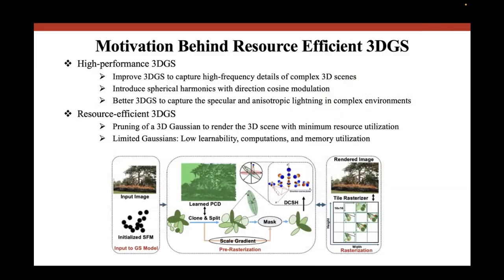So these challenges motivate us toward resource efficient 3D Gaussian splatting. Mainly, we have two motivations. The first one is high performance 3D GS, where we aim to improve 3D GS to capture high frequency details of complex 3D scenes. For this purpose, we introduce spherical harmonics with direction cosine modulation. This lets 3D GS better capture the specular and anisotropic lighting in complex environments. The second motivation is resource efficient 3D GS, where we aim to prune 3D Gaussians to render the 3D scene with minimum resource utilization. This offers limited Gaussians, which comes with the benefit of low learnability, computation, and memory utilization.